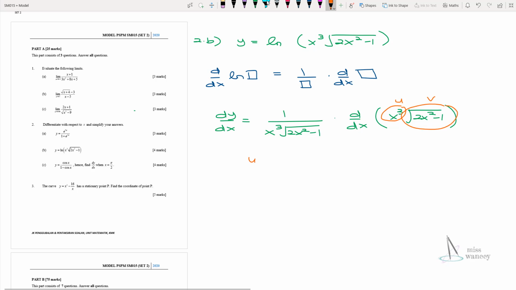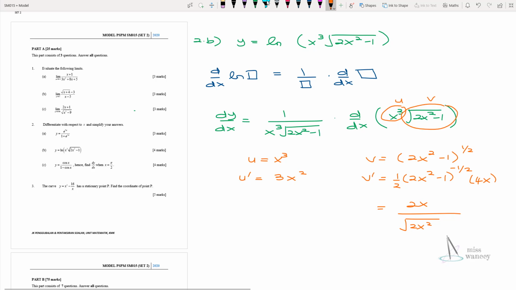Okay, so u is equal to x cubed, so u prime differentiating x cubed will be 3x squared. V is equal to 2x squared minus 1 to the power of half. So v prime, bring down the power first, copy down the function, but deduct 1 from the power, so it will become negative half. Differentiating 2x squared minus 1, it will become 4x. So what we have left is 2x over the square root of 2x squared minus 1. So this is v prime.